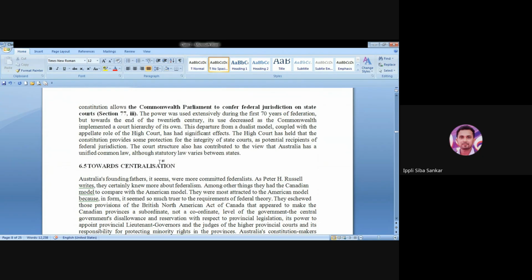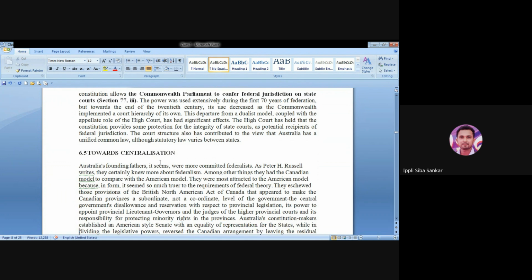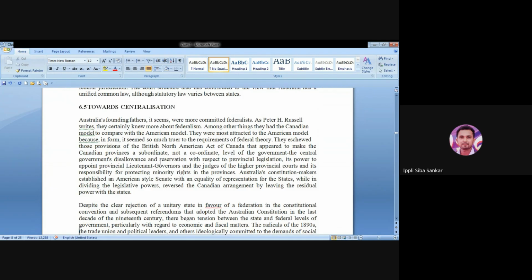The highest court has held that the Constitution provides some protection for the integration of the state courts as a potential recipient of federal jurisdiction. The court structure also has contributed to the view of Australia as having a unified common law, although statutory law varies between states. But centralization.